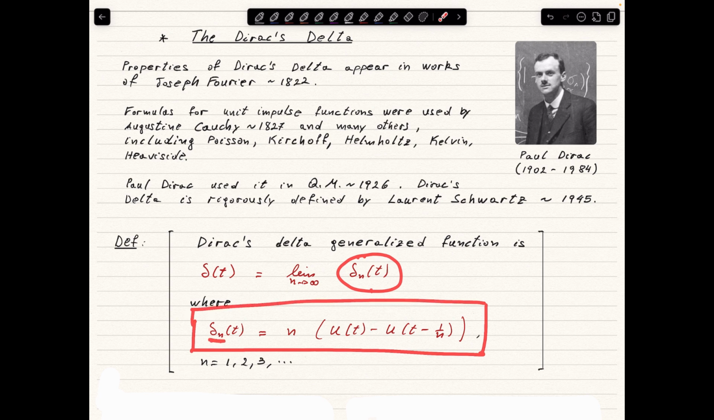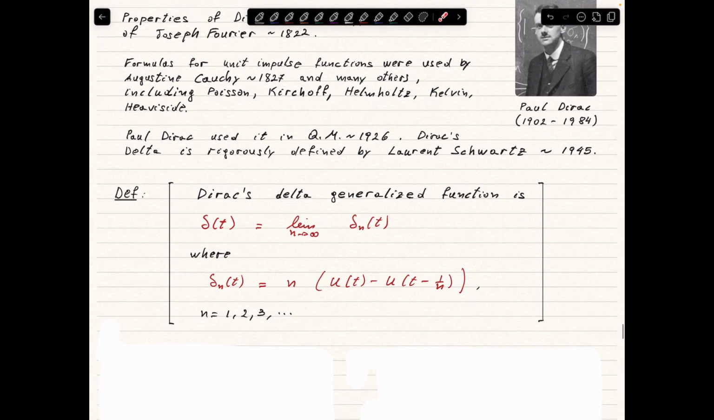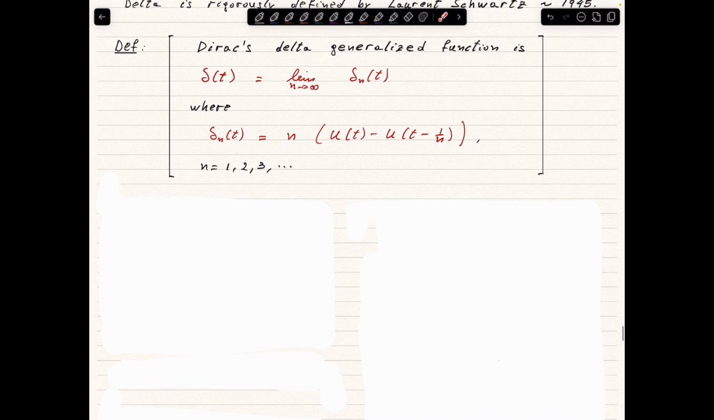Delta n is a function that is the difference between two steps multiplied by a scaling factor, and n is the index in the sequence. So n takes values 1, 2, 3 up to infinity. We take the limit, n goes to infinity, of these functions, and whatever we get, that is what we call Dirac's delta generalized function. So let's start trying to understand this definition a little bit.